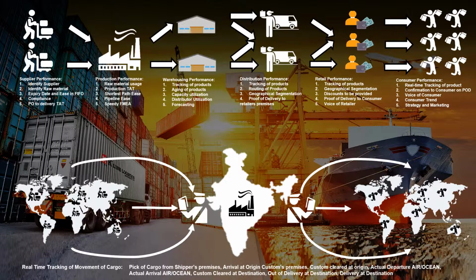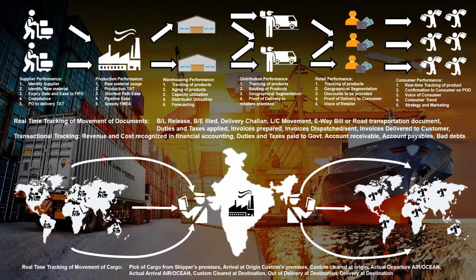So this is not only related to goods. This also helps with real-time tracking of the movement of documents: bill of lading release, bill of entry filed, letter of credit movement, e-way bill or road transportation document movements. In international trade, these terms may be new for many of you. So in domestic terms, what are the taxes paid on the shipment? Or whether the invoice has been dispatched to the customer or not? Whether the invoice has been booked into the system from the vendor? Whether payment has been made to the vendor or not, whether the invoice has been delivered to the customer or not.